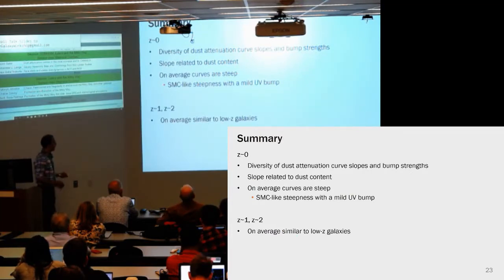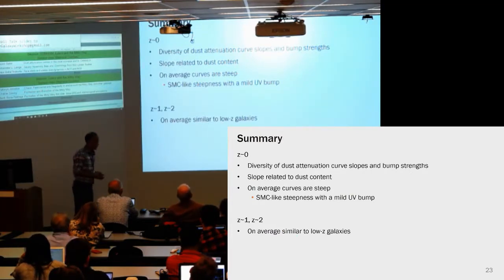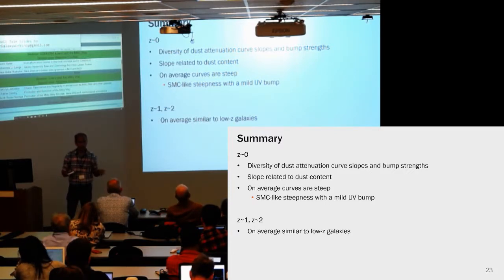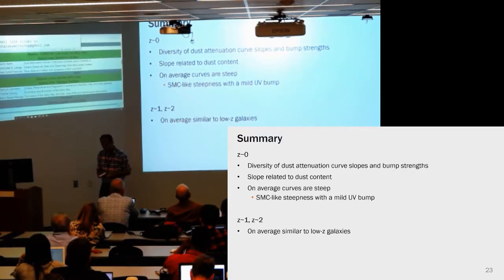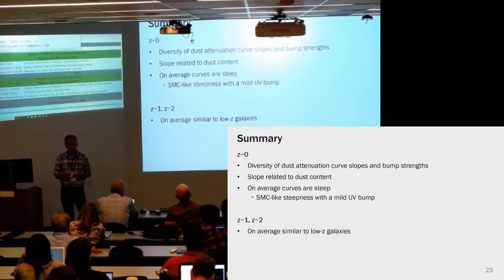Okay, so to summarize, locally, we can actually determine these curves on a galaxy by galaxy basis. We find a huge diversity, both in slopes and in intensities of UV bump. It seems that this diversity mostly comes from just the amount of dust in the galaxy. So like the dust column density there.